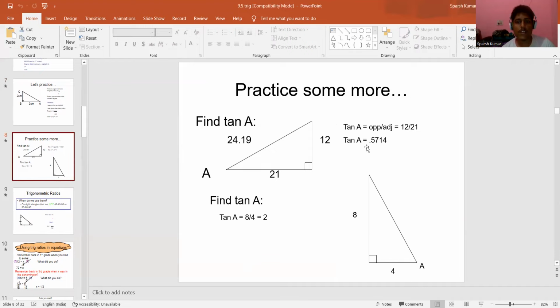In similar fashion, we can find tan A in this triangle also. Tan A would be 12 upon 21, and in this other triangle tan A would be 8 upon 4, that is 2.